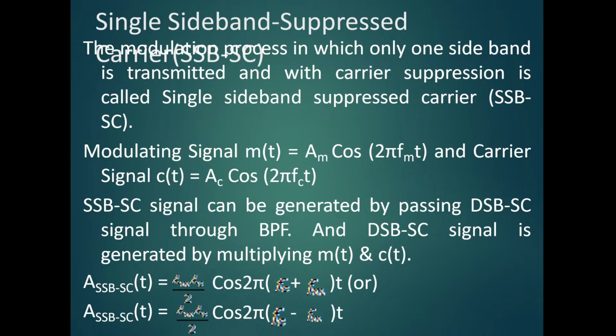Now let's move on to the next topic, single sideband suppressed carrier. You can guess it from the name only. This is the modulation process in which only one sideband is transmitted with suppressed carrier, called single sideband. In case of double sideband, you do remember the frequency spectrum diagram, right? In this case, the carrier will be suppressed, and only a single band, lower band or upper band, is being transmitted.